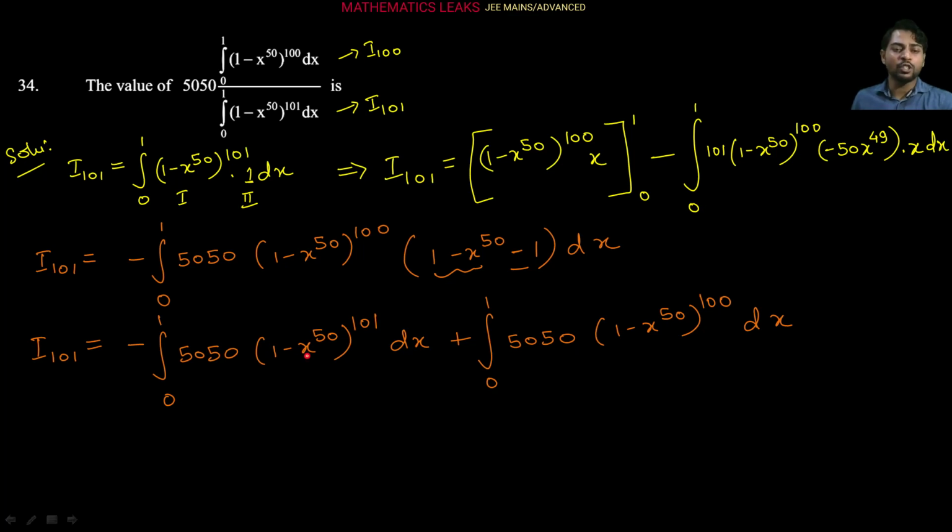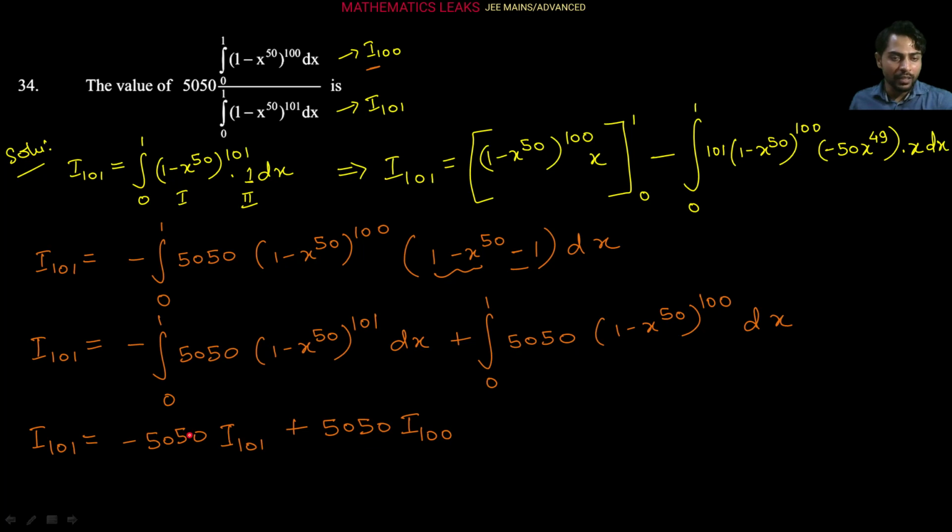So integral from 0 to 1 of (1 minus x to the power 50) to the power 101, I am saying here I101. So we can say that I101 is equal to minus 5050 times the integral from 0 to 1 of (1 minus x to the power 50) to the power 101, which is I101, I can say. So I101 I am writing here, right? And this given quantity, if you see, plus 5050 comes outside of the integral operator, and the integral from 0 to 1 of (1 minus x to the power 50) to the power 100 dx is nothing but I100. I had already given the symbol here, so that is I100, we can say directly.